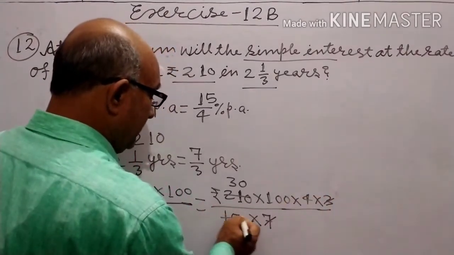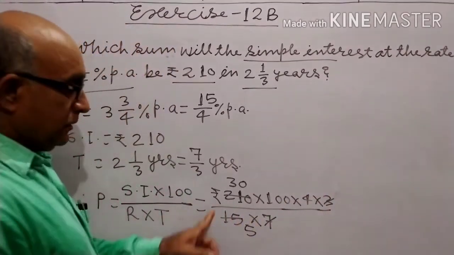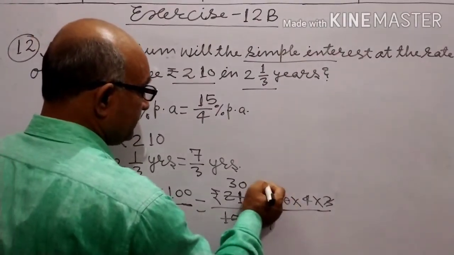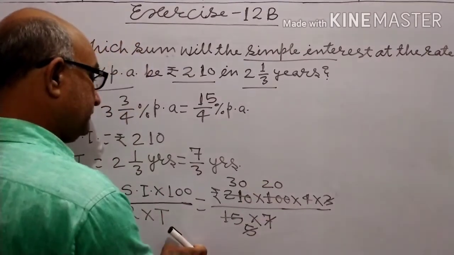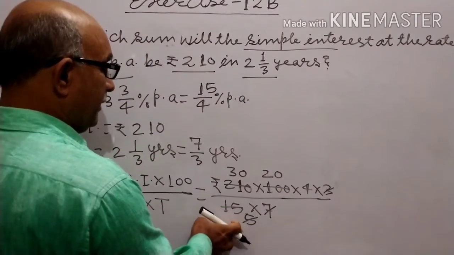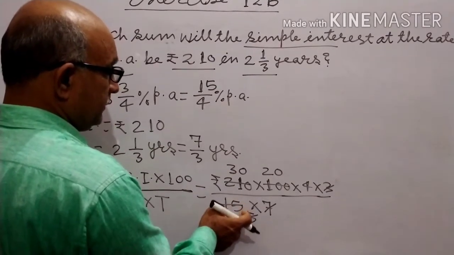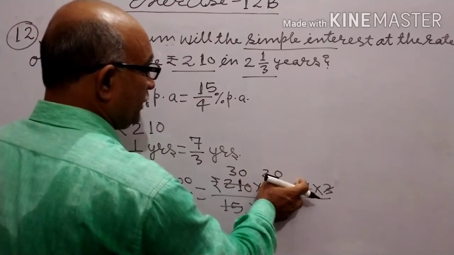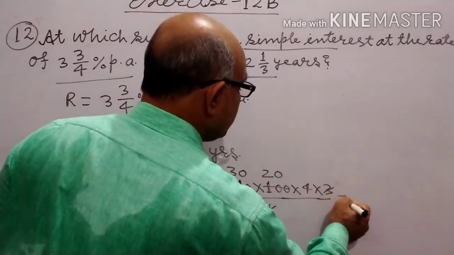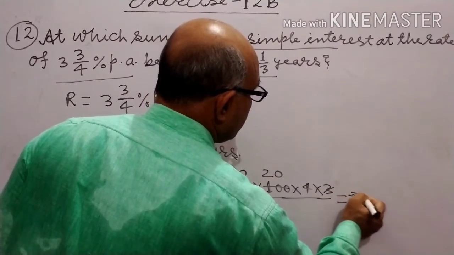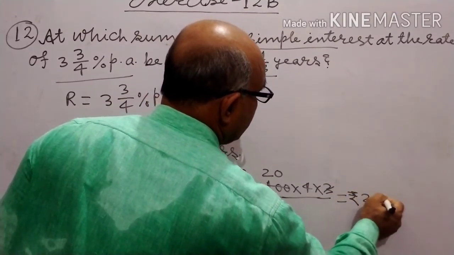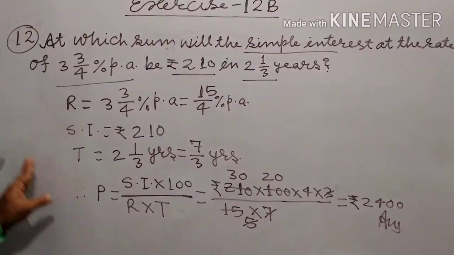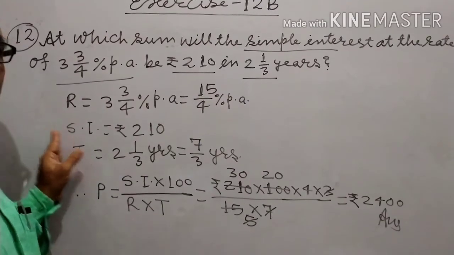Now 5 3s are 15. 100 divided by 5, so 25 gives 100. Now here 3 2s are 6. 6 4s are 24. So rupees 2,400 is the principal of this question. So understand and write it.